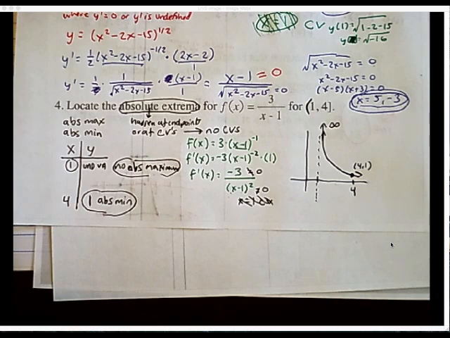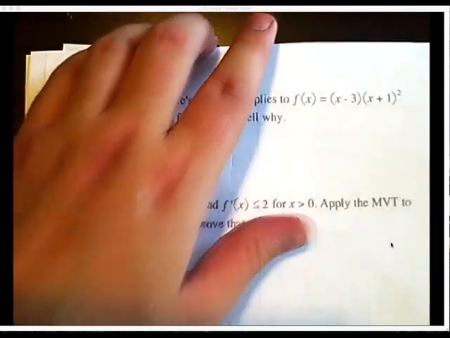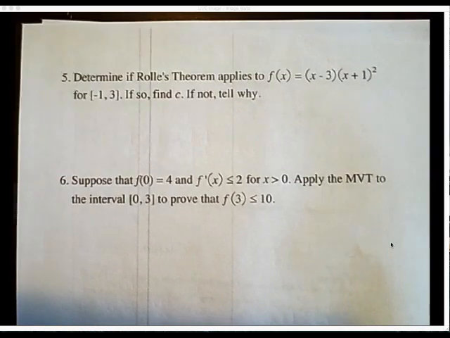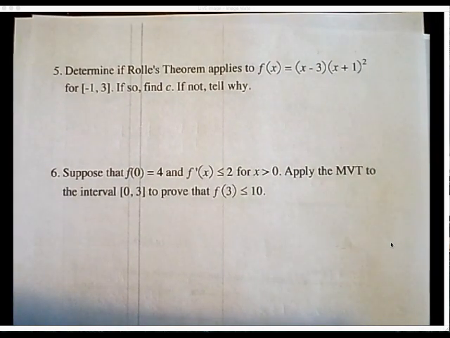So there's no absolute max. All right. Going to the next question. Determine if Rolle's theorem applies to this function for -1 to 3. If so, find c. If not, tell why.